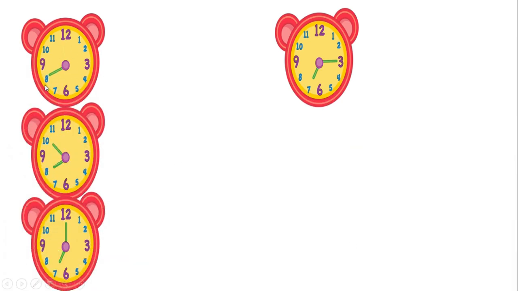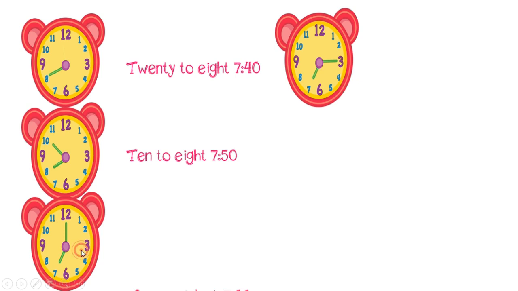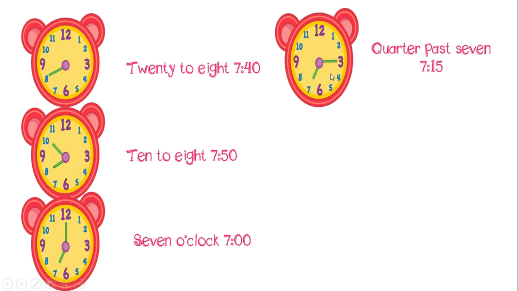What time is it here? What time is it? It is 20 to 8. Very good. Next, 10 to 8. And before the final one, it's 7 o'clock. And finally, it's 7:15. Very good work. So, I hope that you have understood. If you did not understand a lesson well, you only have to replay the video and you will find that you understood in a good way.